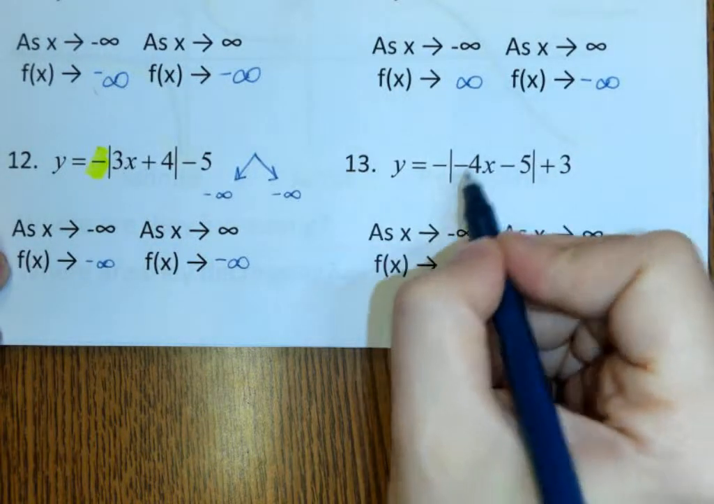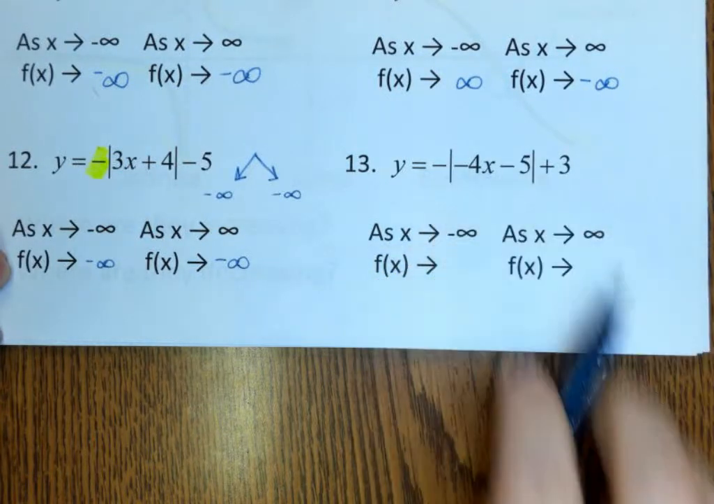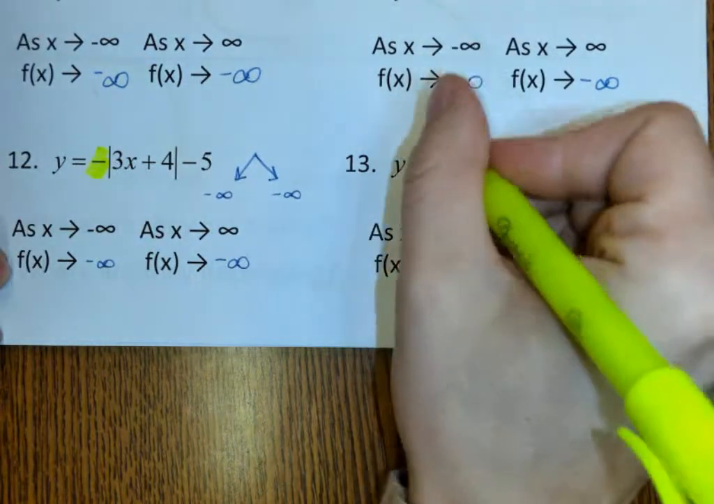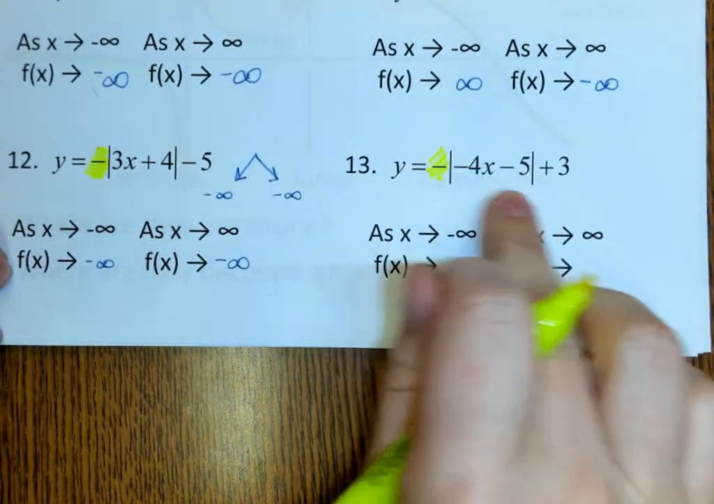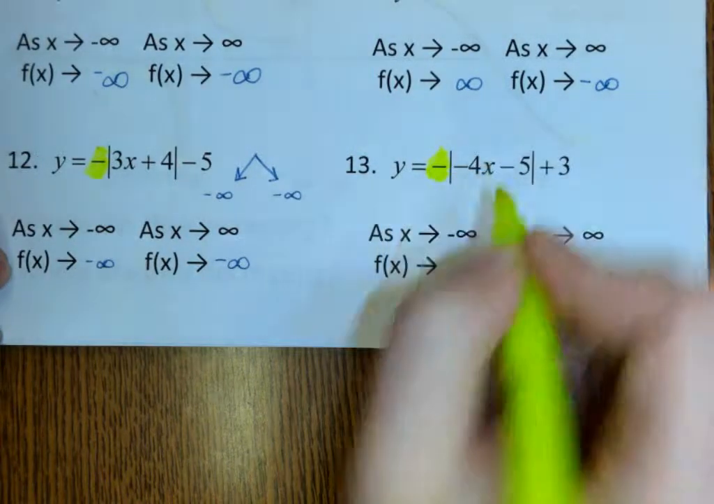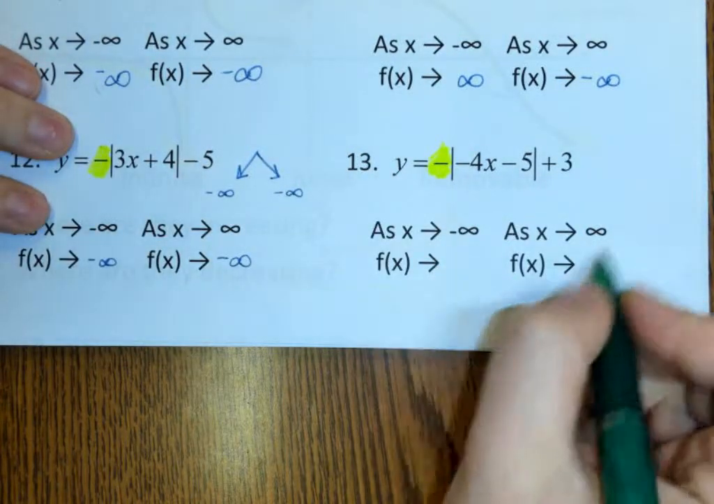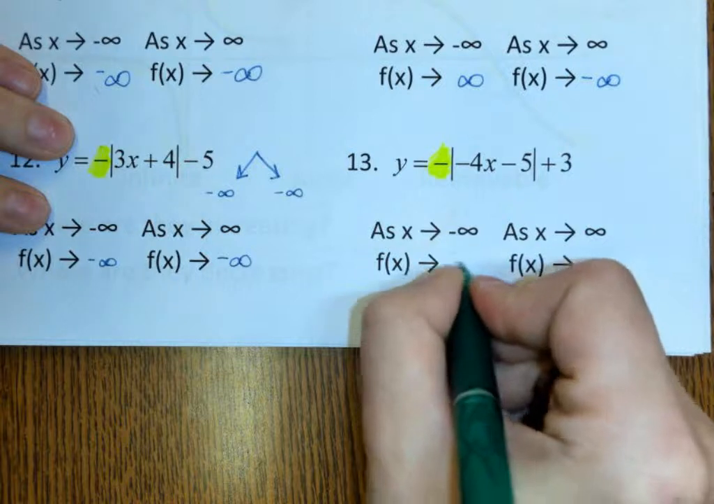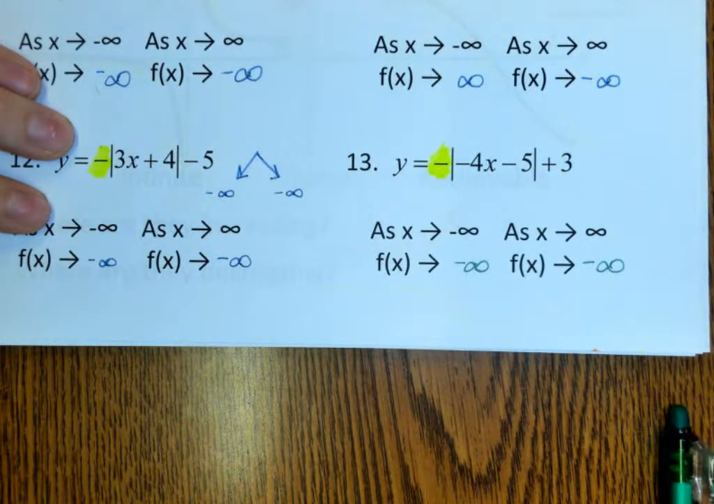Okay, what about this one? It's got two negatives. It doesn't matter. Why doesn't it matter? Because these negatives are inside the absolute value. We don't care about them. We're caring about the overall outside piece that trumps everything else. So what are my signs going to be? Negative infinity and negative infinity.